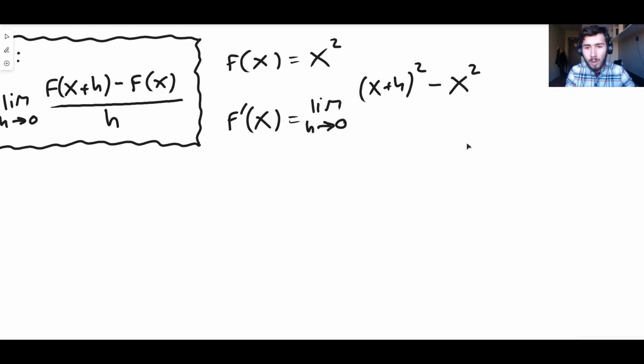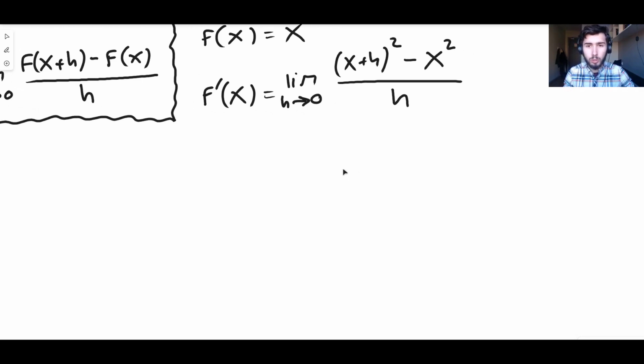And then we have to divide everything by h. Okay, we divide by h. Awesome. So this is what we've got so far. This is everything plugged in. Now we just need to evaluate this limit. How do we do that?